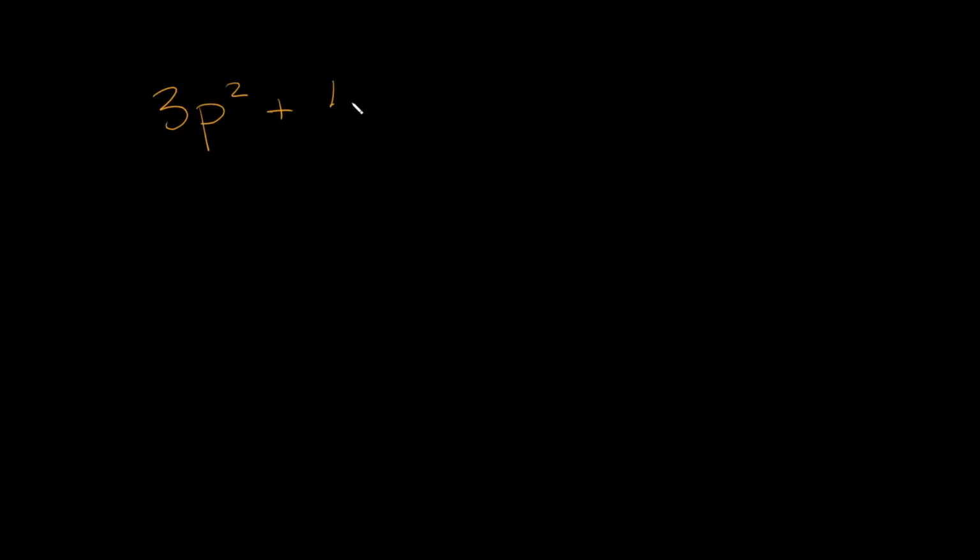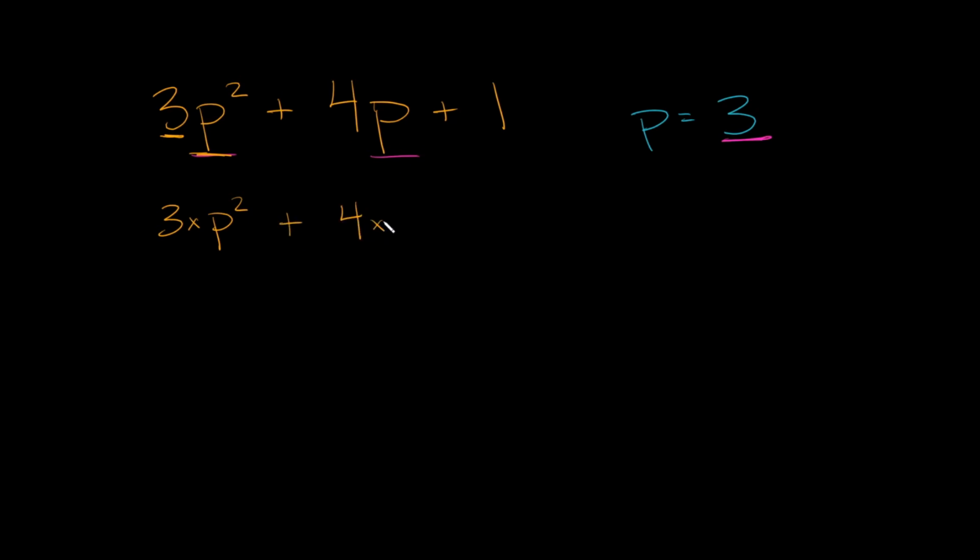Okay, so for this last problem, let's say we had 3p squared plus 4p plus 1. And let's say it was given to us that p is equal to 3. Okay, so we know that p is 3, so that means I'm going to plug in a 3 wherever I see a p here. Okay, but before doing that, I'm going to simplify my expression a little bit. How can I simplify this? Well, remember, whenever you have a number next to a variable and there's no sign in between them, that means multiply. Okay, so we have 3 times p squared. And then we're going to add 4 times p. And then we're going to add 1 at the end.